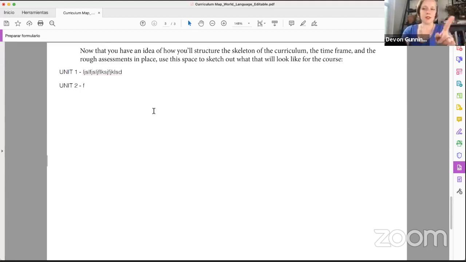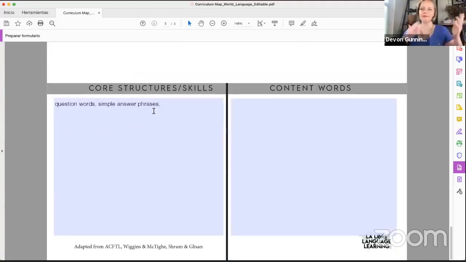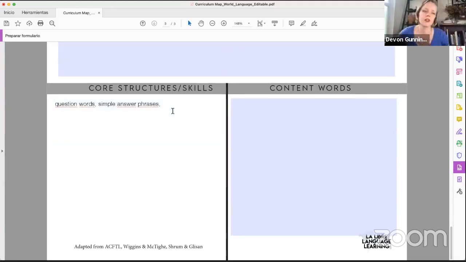Or you could print this out and maybe sketch it out. That would be very helpful too. But this is your space to really map this out. And then we get to the last part, core structures and skills.